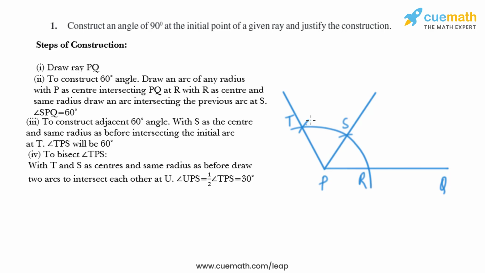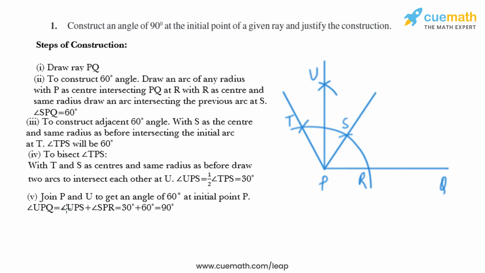Now we will put the compass at T and using the same opening of the compass, we will draw an arc like this. And again we will put the compass at S and using the same opening we will draw an arc like this and we name the point of intersection as U. Then we will draw a line joining U and P. So we have got angle UPS that is half of angle TPS, which is the same as 30 degrees.